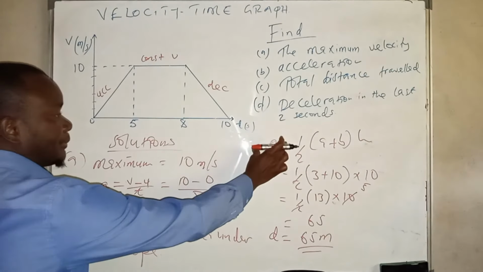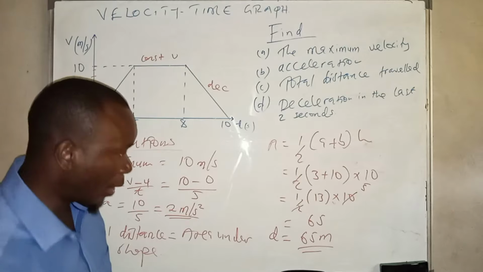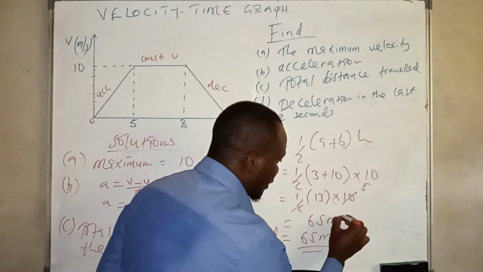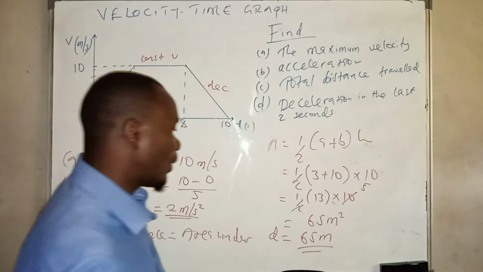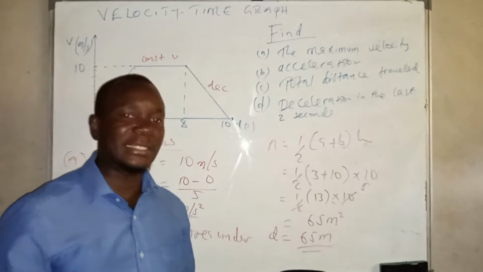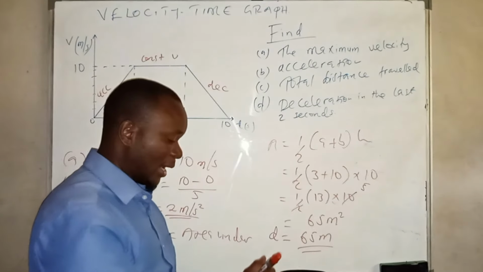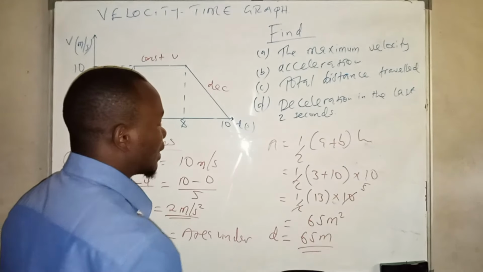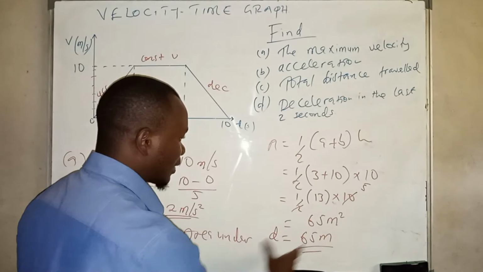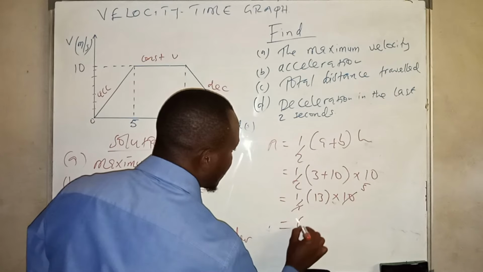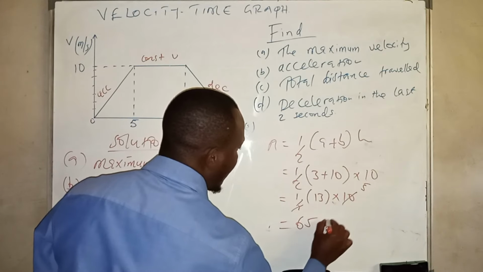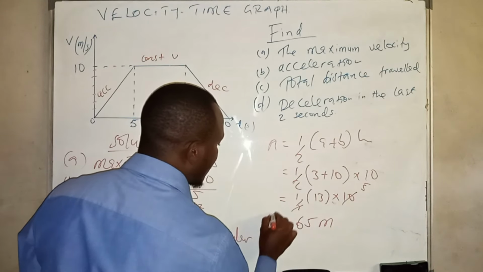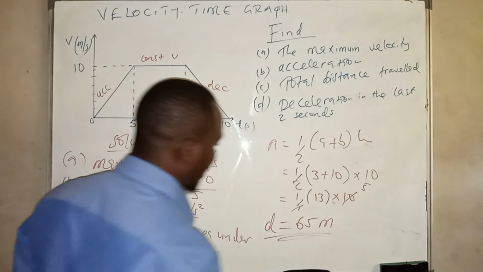Now, the units for area is meter squared. But since we're looking at the distance, and we know that the area under this shape is equal to the distance, we just need to consider this as just the 65. So this is equal to 65 meters. So this is the distance.